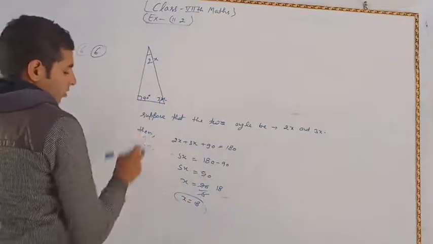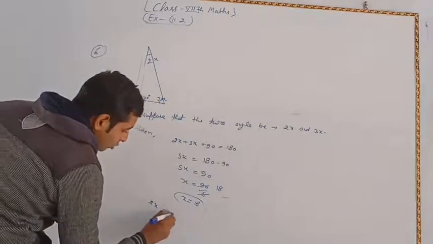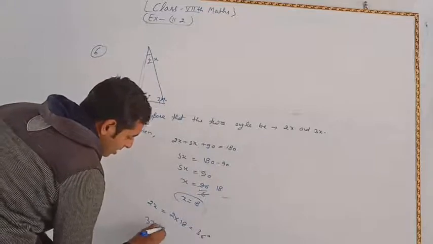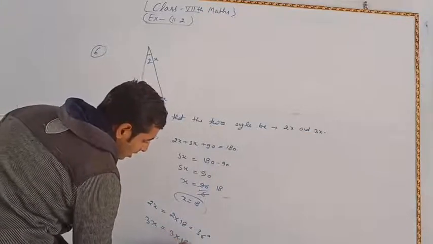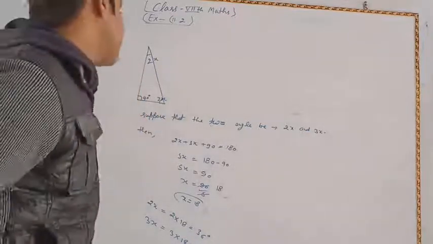Putting the value of x equal to 18 degrees in these two angles, we find that 2x is equal to 2 into 18, which is equal to 36 degrees, and 3x is equal to 3 into 18, which is equal to 54 degrees. This is our answer. Okay.